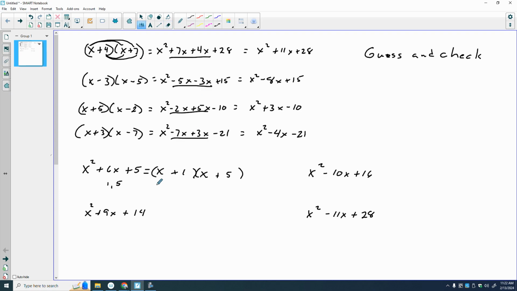Okay. If you think you got it, jump down here and try this one here. If not, or if you're done, if you think you got it and you want to try it, hit pause. And then when you come back, I will start.